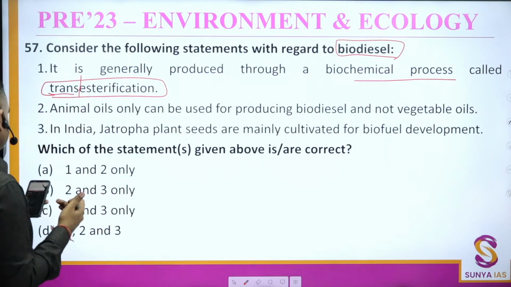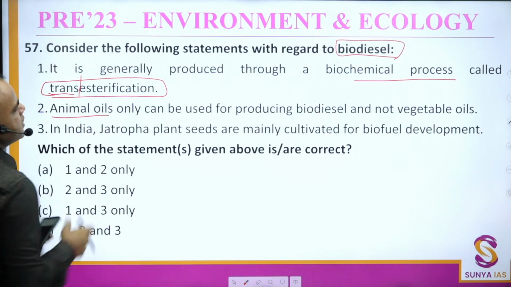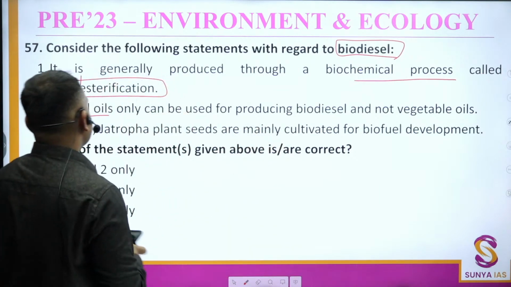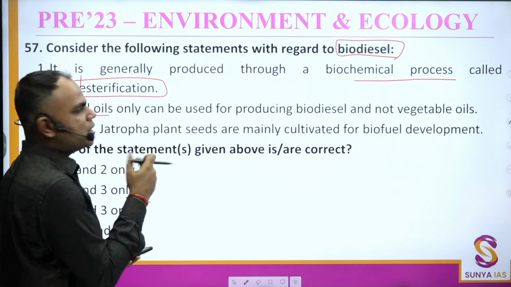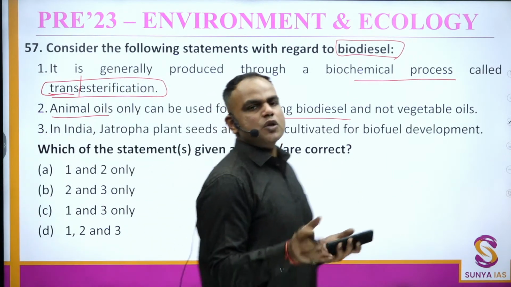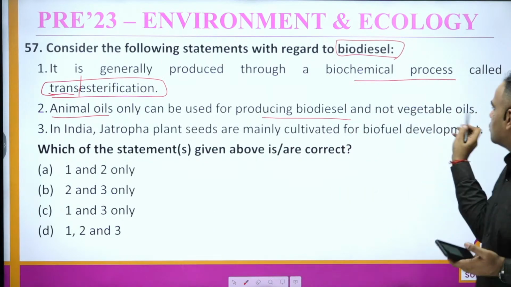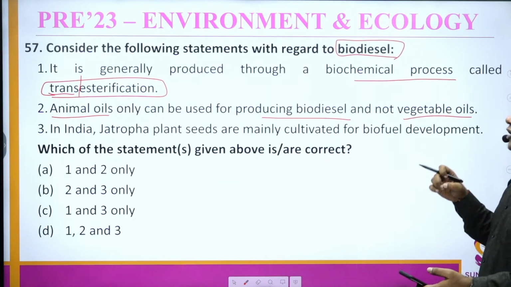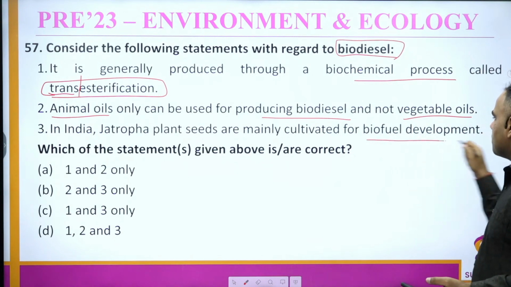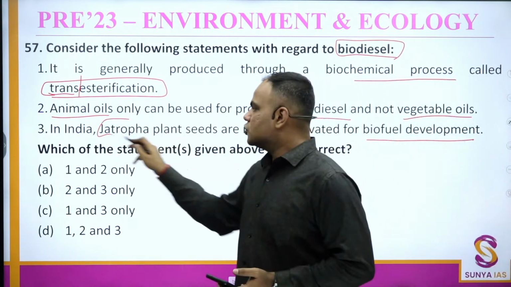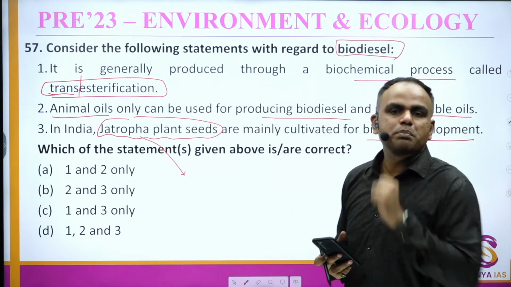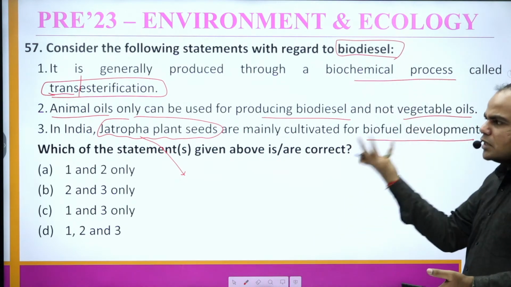Okay. Then animal oils can be used for producing biodiesel and not vegetable oils. Now see, animal oils and vegetable oils both can be used here for the production of biodiesel. So it's not as if only one particular category can be used. Okay. So here, question number 57, please understand that both of them can be used. Okay. Third, in India, Jatropha plant seeds are mainly cultivated for biofuel development. I already told you. Jatropha plant seeds and Jatropha in general is used for the manufacture of second generation biofuels. Okay. So yes, this is used for this part.